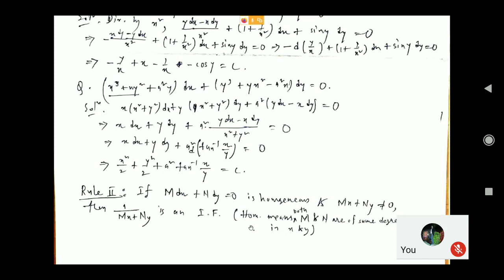And what is the meaning of homogeneous equation? Homogeneous means both M and N are of the same degree in x and y. When M and N both are of the same degree in x and y, we say that it's homogeneous.